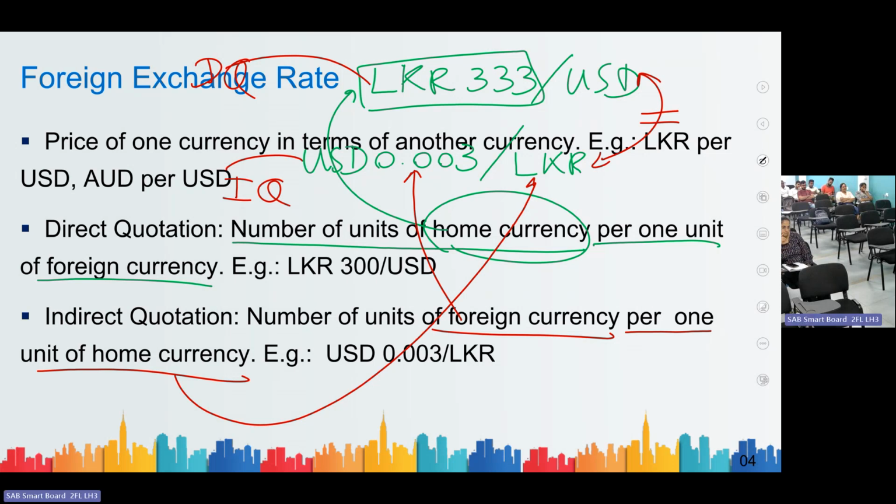It has two definitions, direct quotation and indirect quotation. When we express the exchange rate as the number of units of home currency per one unit of foreign currency, that is called direct quotation. So this is the direct quotation of LKR and USD. Indirect quotation is the number of units of foreign currency per one unit of home currency. So this is the indirect quotation.